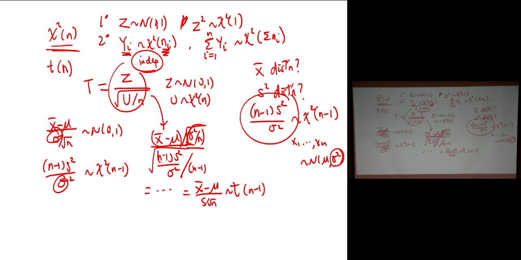So for all these new distributions that we discussed, you have to know what the expectation and the variance are, and how they link to the parameters. For example, for chi-square, if x follows a chi-square, then the expectation of x is equal to n and the variance of x is equal to 2n. For the t-distribution, if t follows a t-distribution, then the expectation of t is equal to 0 and the variance of t is equal to n over n minus 2.